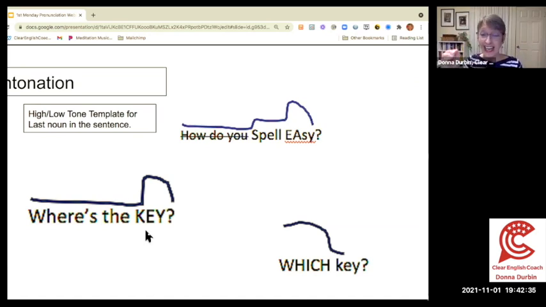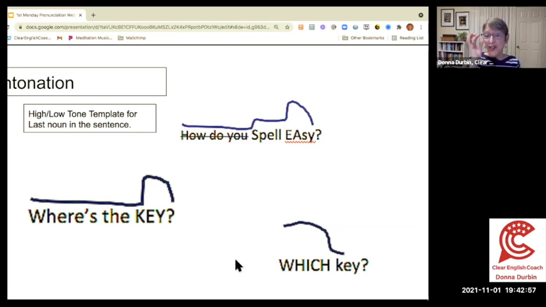Where's the key? And then I'm going to say, we've already said the word key, so now I'm going to put emphasis on the next word. Which key? Which key? So the difference is it's not just "how do you spell easy." How do you spell easy? Where's the key? Which key?